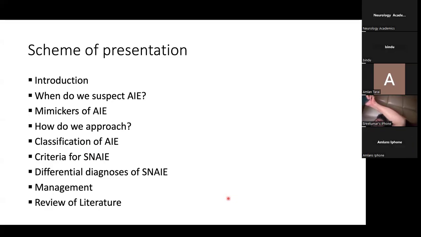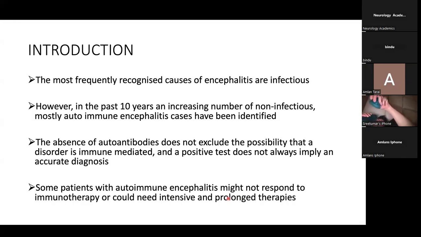A negative test doesn't always imply an accurate diagnosis. Some patients with autoimmune encephalitis might not respond to immunotherapy and could need intensive and prolonged therapy.